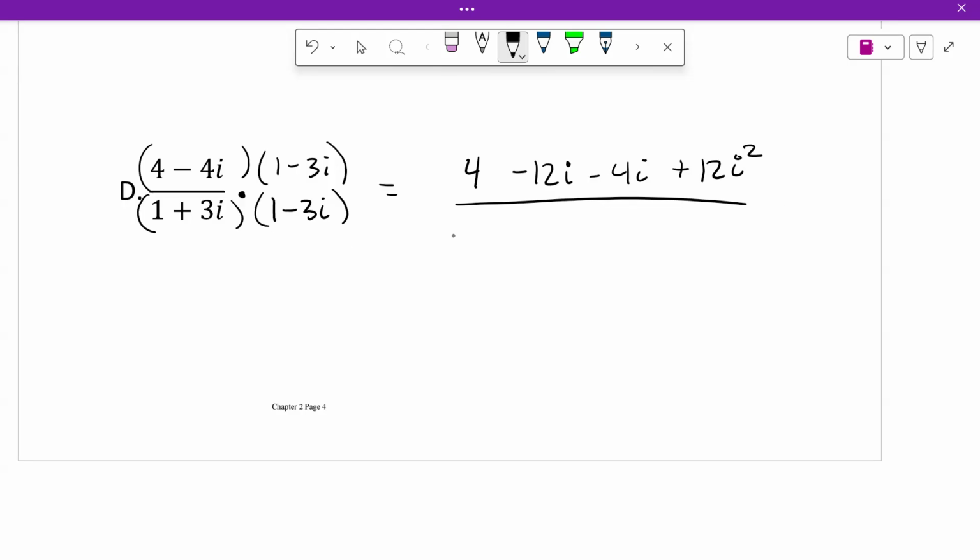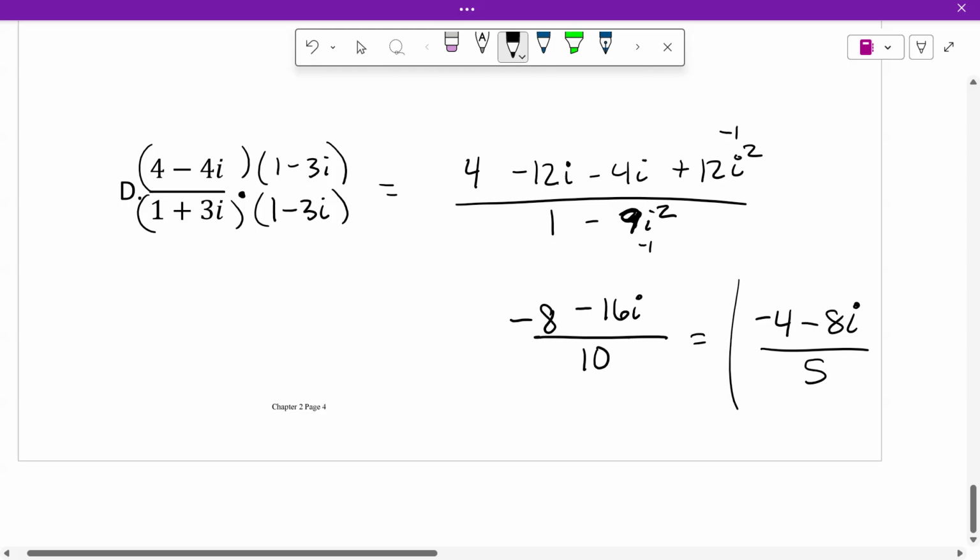Denominator, 1 times 1 is 1. Outers and inners do what? Cancel. Minus 3, 9, I squared. Now we all know that I squared equals negative 1. So 4 minus 12 is a negative 8. 12I minus 4I is negative 16I. In my denominator, 1 minus a negative 9, or 1 plus 9, is 10. What can I take out of everything? A 2. If I divide everything by 2, it's negative 4 plus a negative 8I, or negative 4 minus 8I over 5. All right.